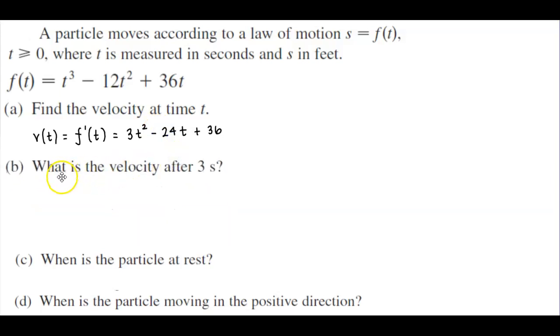Now in part B it says, what is the velocity after 3 seconds? So what we're going to do is find the velocity when t is equal to 3, and plug it in. So we have 3 times 3 squared minus 24 times 3 plus 36. When we evaluate that, we end up getting -9, and that's -9 feet per second.